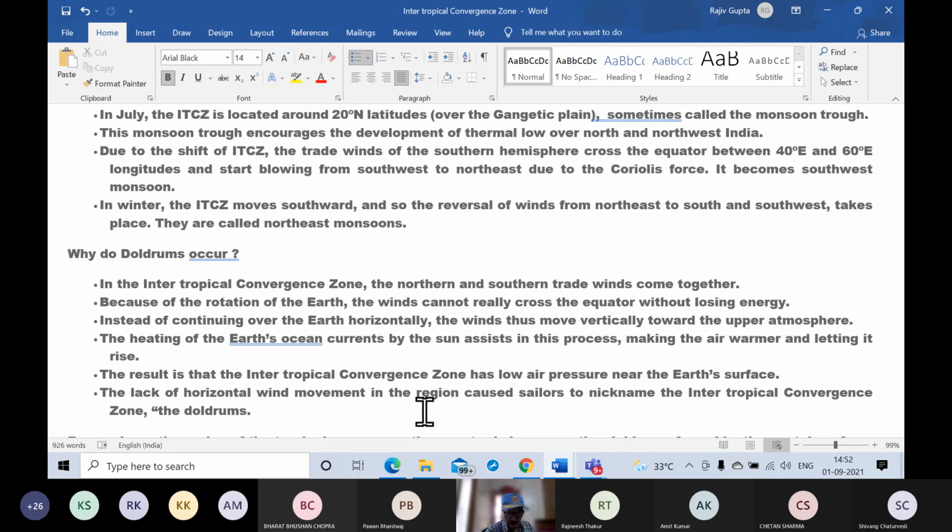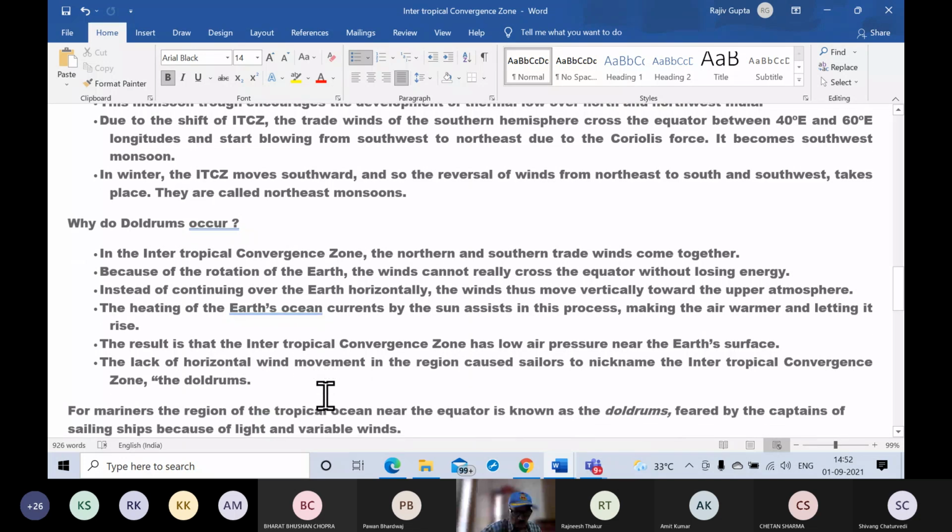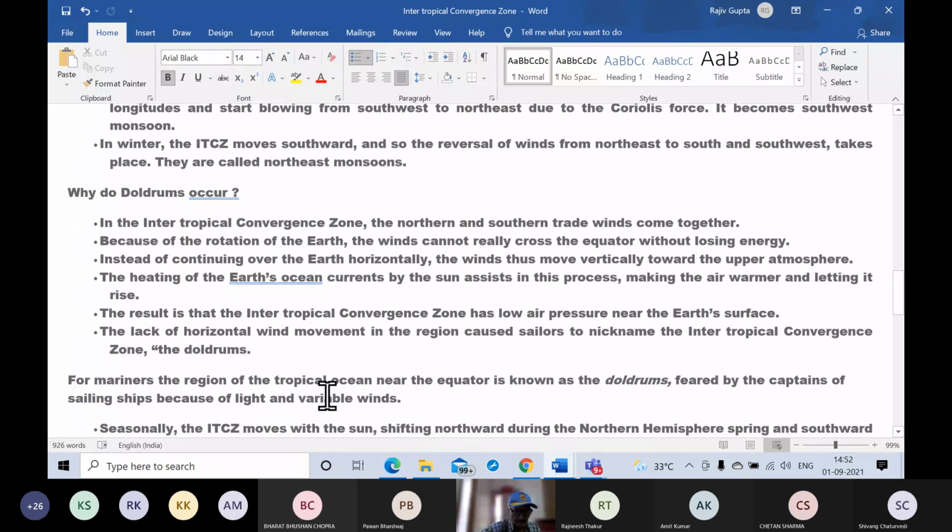But if you are asked what is doldrums, then this is the answer. The lack of horizontal movement in this region, the ITCZ, caused a nickname called doldrums. Very light variable winds in this area, and sailing ships used to lose speed.